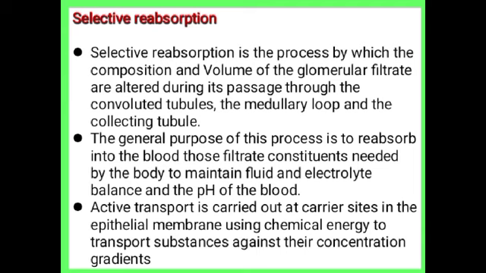Active transport is carried out at carrier sites in the epithelial membrane, using chemical energy to transport substances against their concentration gradient. So there are some substances that have to leave the tubule into the bloodstream. For example, let's talk about glucose. Glucose doesn't need to be found in the urine. So to keep glucose out of the urine, it has to be reabsorbed into the bloodstream. It requires energy for this glucose to move from the tubule into the capillaries or the blood vessels.